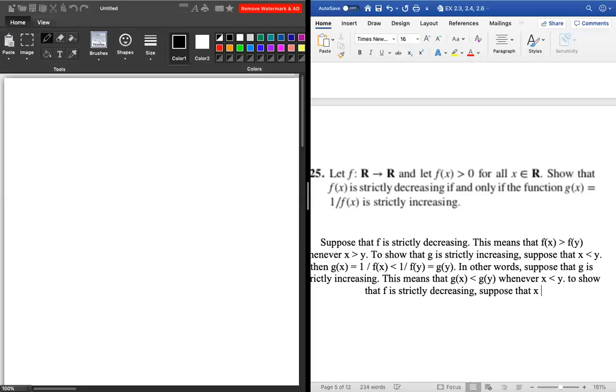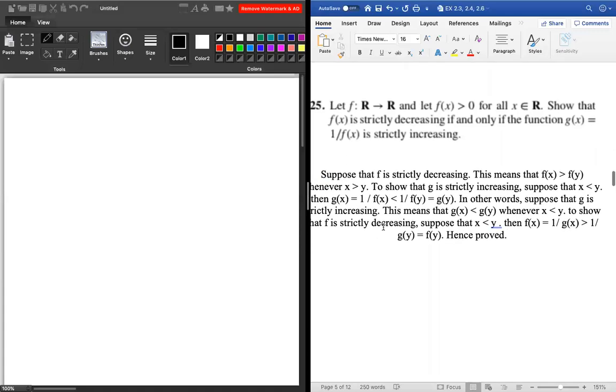suppose that x is less than y, then f of x equals 1 over g of x, which is greater than 1 over g of y, which equals f of y. Hence proved. Basically what we did here is we have to show that f of x is strictly decreasing under this condition, when g of x equals 1 over f of x.